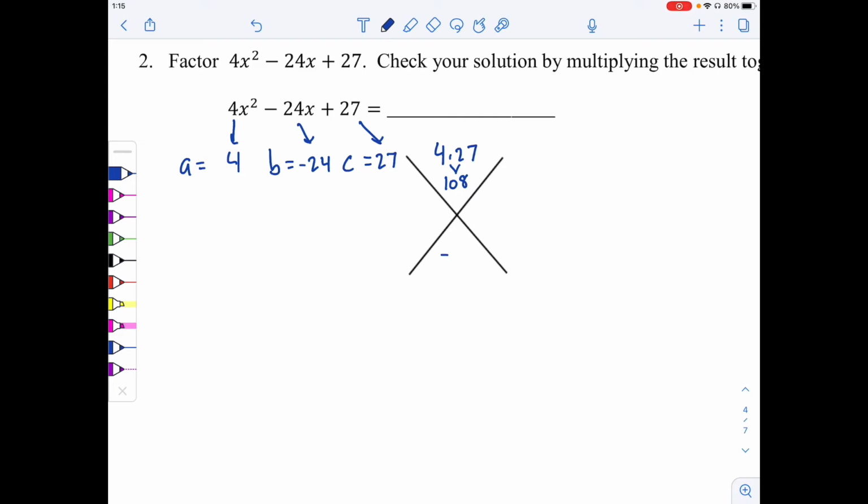B on bottom, negative 24. So our two factors multiply to 108 and add to negative 24.